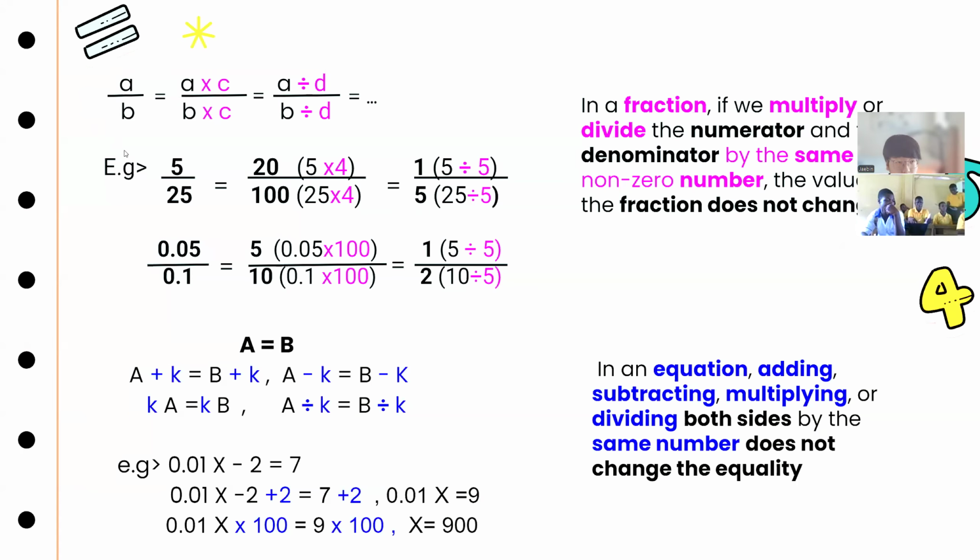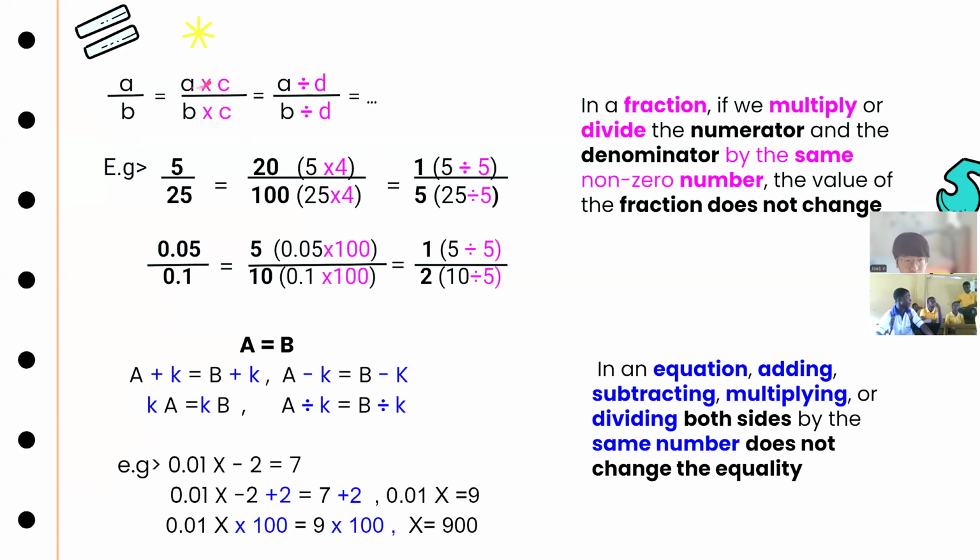On top here, last time we talked about how in a fraction, if we multiply or divide the top number and the bottom number by the same number, then the fraction does not change. So A over B is equal to A times C over B times C, or A divided by D over B divided by D.